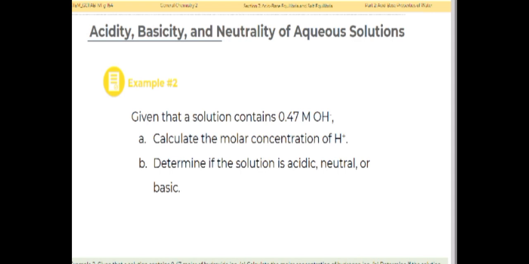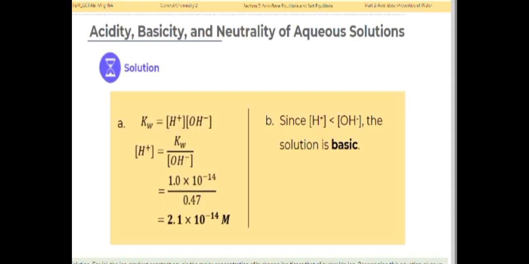Example number 2. Given that a solution contains 0.47 molar of hydroxide ion, let us A. Calculate the molar concentration of hydrogen ion, and B. Determine if the solution is acidic, neutral, or basic.